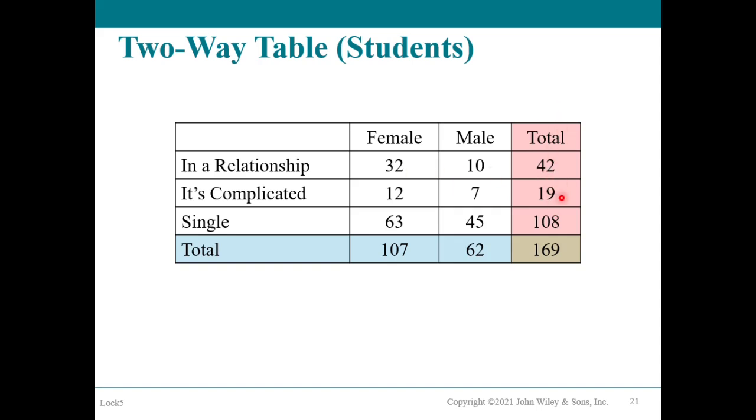this pink color, you can see 42, which is all students who were in a relationship, and this 19 who think it is complicated, regardless of male or female. So this 169 at the very end is the grand sum or grand total. That is the total, regardless of these categorical variables. This represents all the data that we have. There are 169 students.